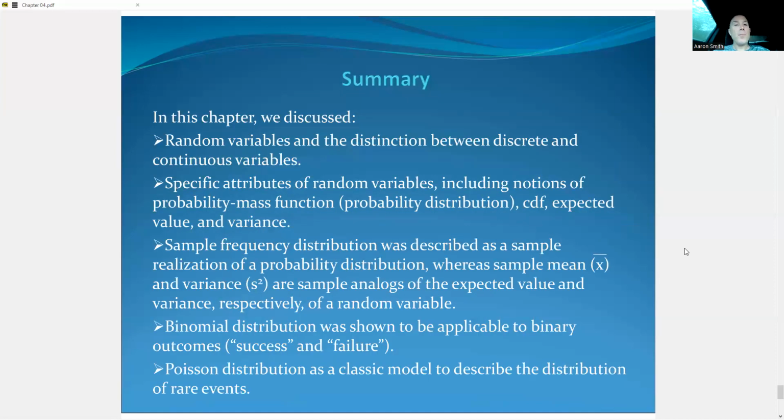All right, so summary. We talked about random variables and the distinction between discrete and continuous random variables. We talked about specific attributes of random variables, including the notion of probability mass functions, probability distributions, cumulative distribution functions, and expected values and variances. We talked about sample frequency distributions in relation to the theoretical distribution to compare. And so we have the idea of a sample mean and sample variance as analogs to the expected value or population mean and population variance.